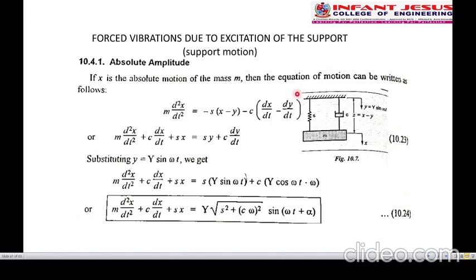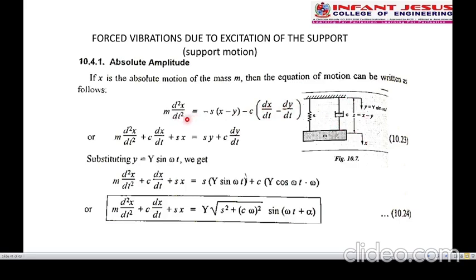Negative. So the value is minus s into the distance. The distance from here to here is x minus y. So that is the spring force. Next one is the damper force. That is also an upward force, so it is taken as negative. So minus c into dx by dt minus dy by dt.